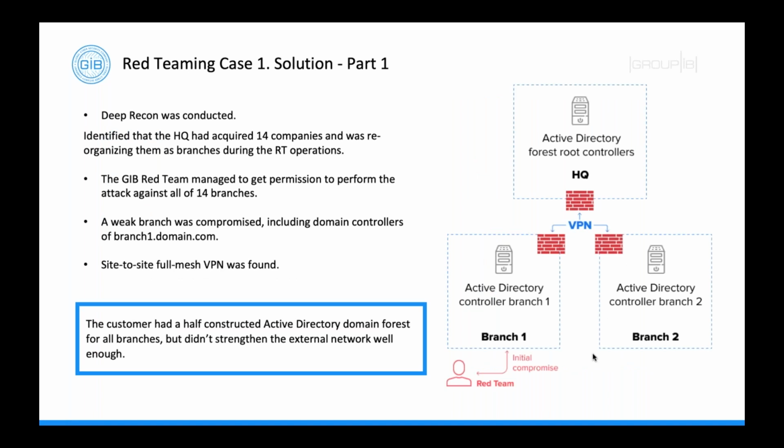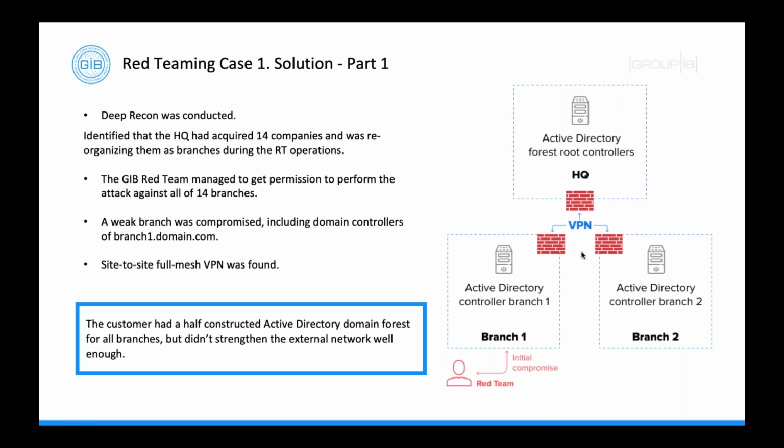In terms of the solution, how did we actually gain access to the HQ's domain directory? We conducted, of course, deep reconnaissance at the initial phase. We identified that the HQ during this specific red teaming operation had actually acquired 14 different companies, and they were currently reorganizing them as part of branches during the red team operations. Of course, this was a little bit lucky for our red team, but it's a realistic, real life test of the security stack and also security teams within the specific client organization.